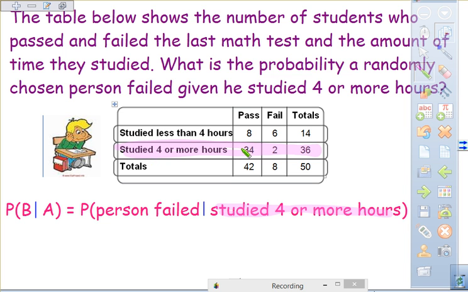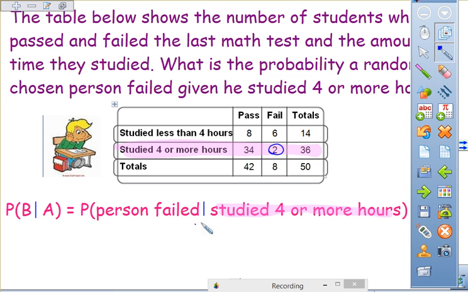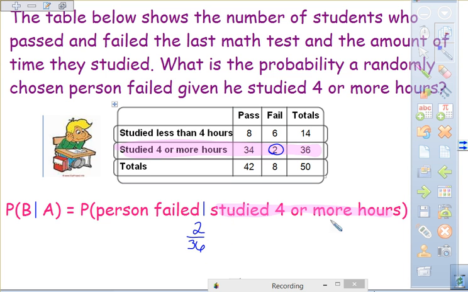So out of all of those kids, how many people failed? 2. So this is going to be 2 out of 36. So it's almost like this part in the pink that I highlighted helps us find our denominator. So out of the people that studied 4 or more hours, which would be 36, how many failed? And this reduces to 1/18, or about 6%.